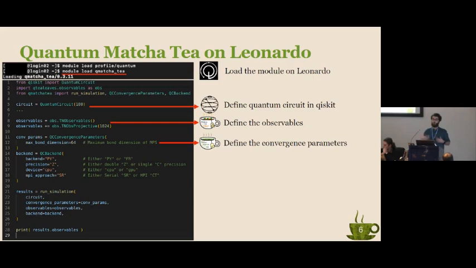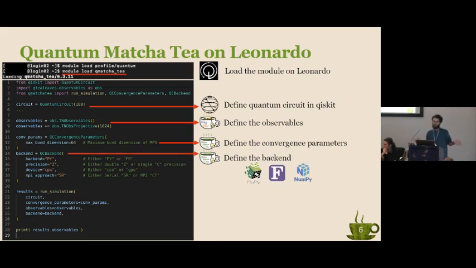You define your convergence parameters, so the important parameters that are gonna control your evolution, in particular the maximum bond dimension, which was what I was telling you before, what is gonna bound the dimension of our state and also the goodness of our approximation of our run. Then you define the backend. How do you want to run it?